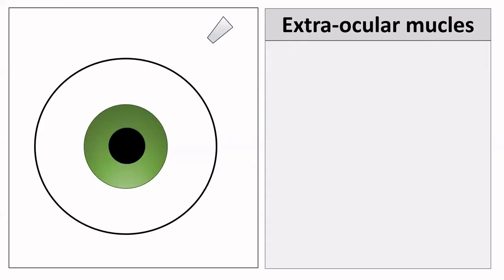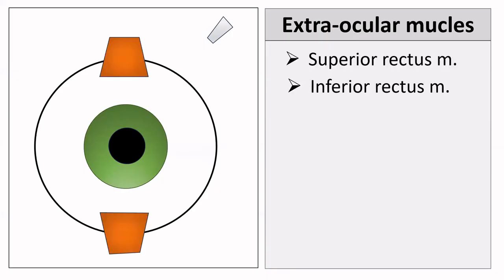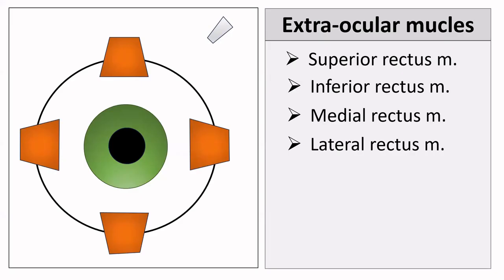Now, this is the eye, self-evidently. This here is the medial side of the eye. This is the lateral side of the eye. And we have a total of 6 extraocular muscles responsible for eye movement. We have the superior rectus muscle on top of the eyeball, the inferior rectus muscle underneath the eyeball, the medial rectus muscle and the lateral rectus muscle, so that's quite easy to remember, I believe.